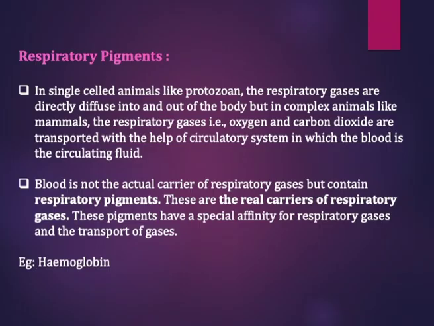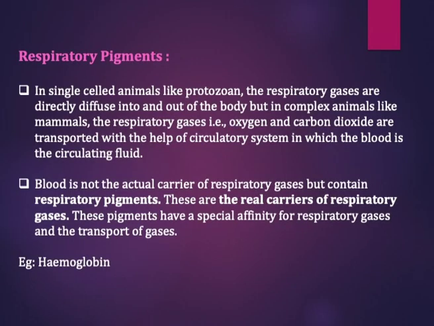As we all know, in single-celled animals like protozoans, the respiratory gases are transferred from the surface of the body of the organism into the environment, or vice versa, through diffusion. But in complex organisms like mammals, the respiratory gases like oxygen and carbon dioxide have to be transported with the help of the circulatory system. That is, it contains blood and the circulatory organ, the heart. But here we are focusing on the blood.